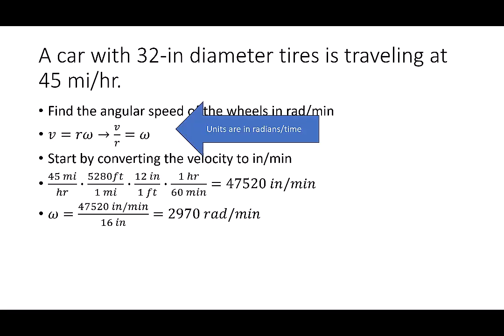By default, our units will end up in radians per unit of time when we use this formula. We really saved a couple steps of dividing by the circumference, then multiplying by 2 pi when we use this formula. So our overall answer is 2,970 radians per minute.